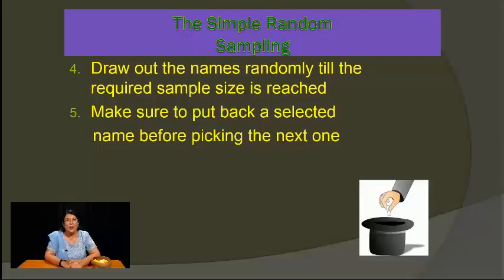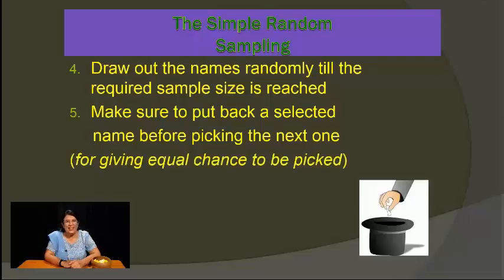Well, we need to make sure that the selected slip is put back before picking the next one. Why is that so important? Yes, you guessed right. It is really for giving equal chance to be picked for the subsequent ones. This is very important. Every member of the population should get equal chance to be selected, remember?